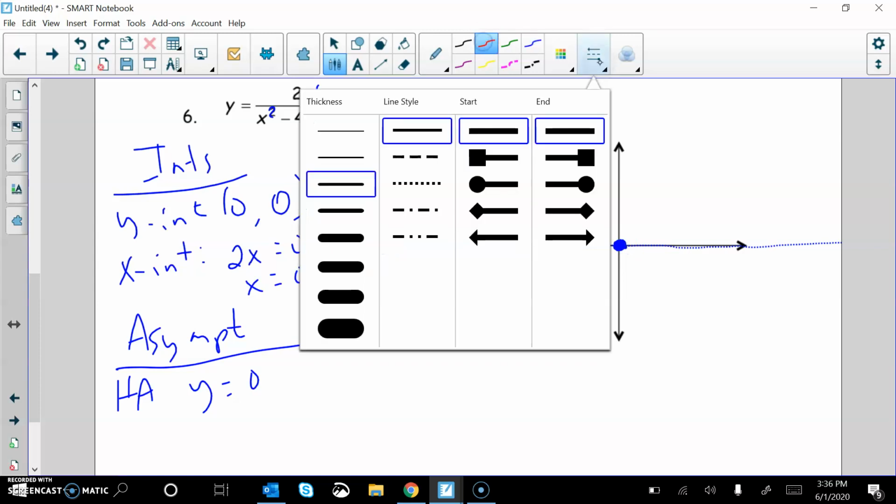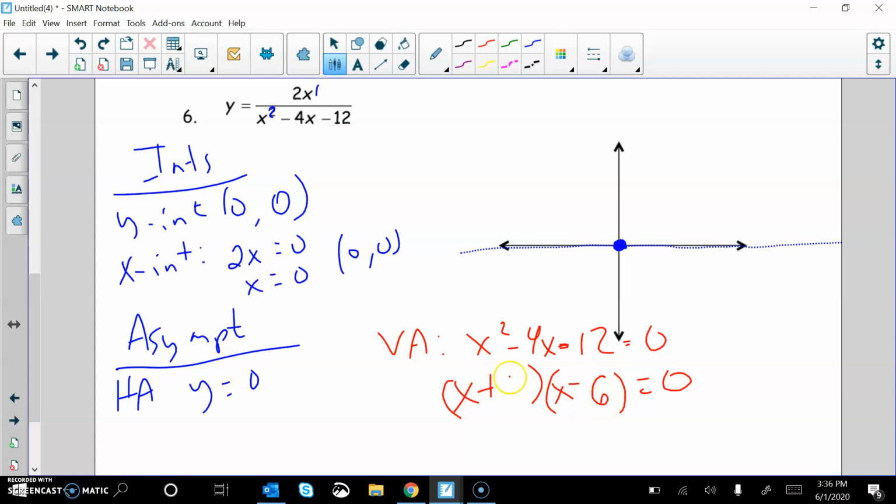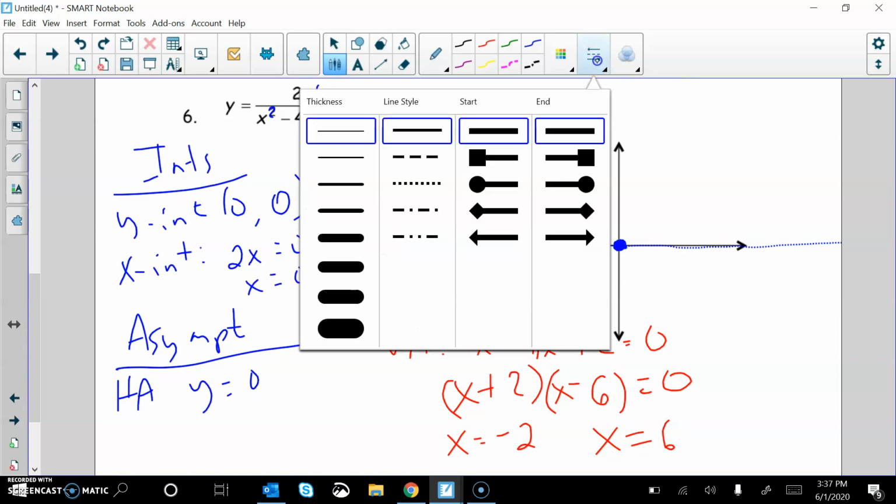All right, vertical asymptotes. It requires a little more work. Take your denominator, set it equal to 0, and solve for x. It's quadratic, factor if you can. If not, quadratic formula or completing the square. Positive times a negative to get that minus 12. Negative 6x plus 2x to get that negative 4x here. So at the lines x equal to -2 and x equal to 6, we have a vertical asymptote.